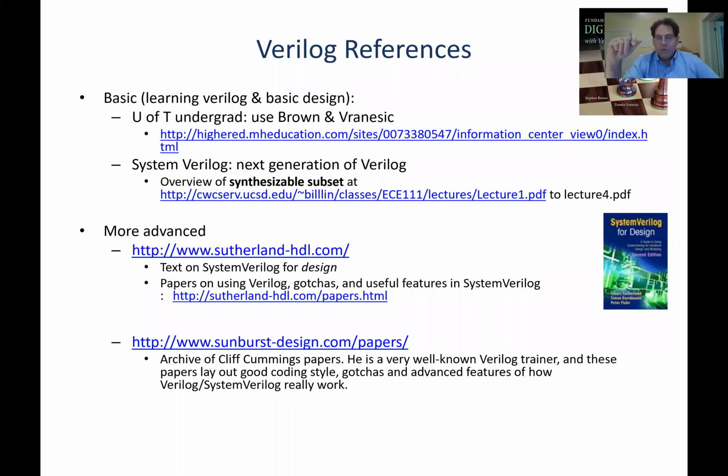I think these lecture notes are a pretty concise overview of how to use SystemVerilog to describe hardware. So if you don't know it, you can go take a look at that.